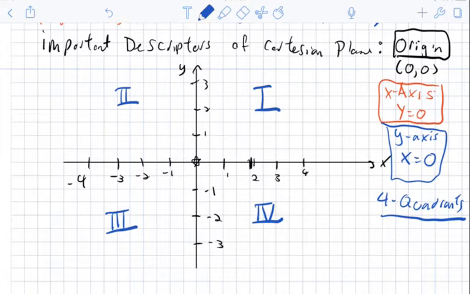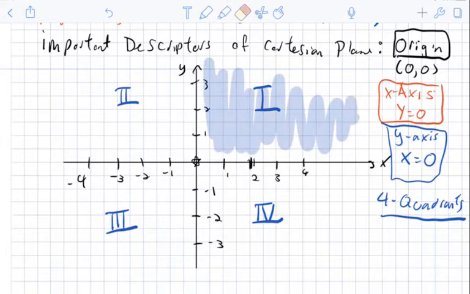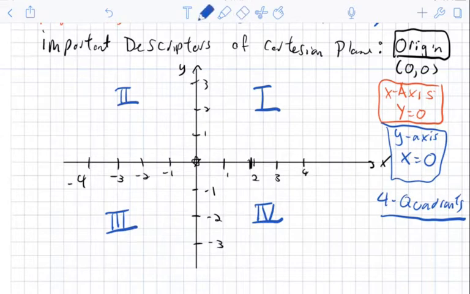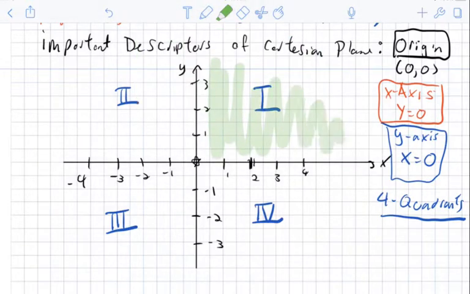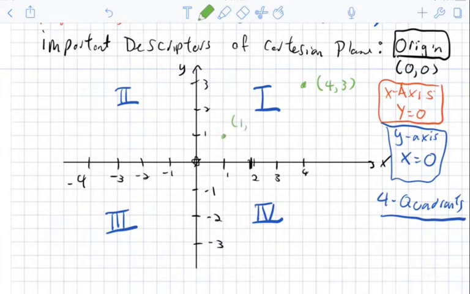So, the deal here is that each of the quadrants have something in common. All of the points inside this quadrant have something in common. What's that commonality? Well, if you're in the first quadrant, if you look at your coordinates, the coordinates of this point are 4, 3. The coordinates of this point are 1, 1. Both the coordinates in this quadrant are positive. The x-coordinate is positive and the y-coordinate is positive.